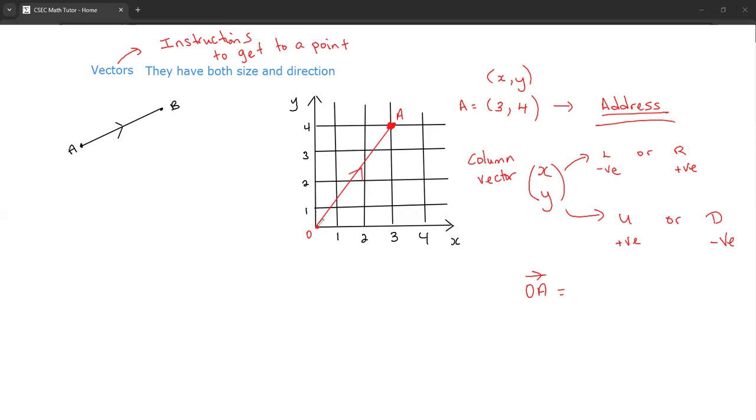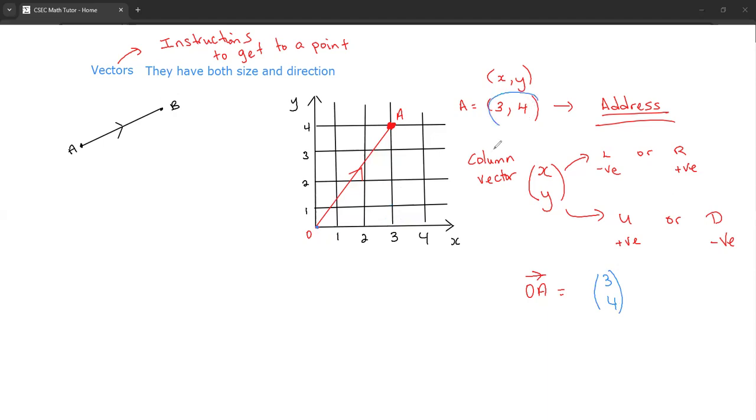Now, to get from O here to A, I'm going to move 1, 2, 3 places to the right. So my X is going to be positive 3, it goes on top. So we're going to move 3 places to the right. And then when we get to here, we're going to move 1, 2, 3, 4 places up. So the instructions to get us from O to A will be 3, 4.